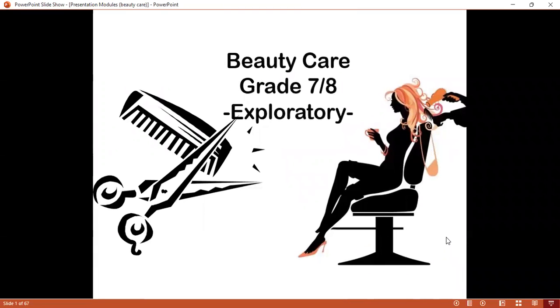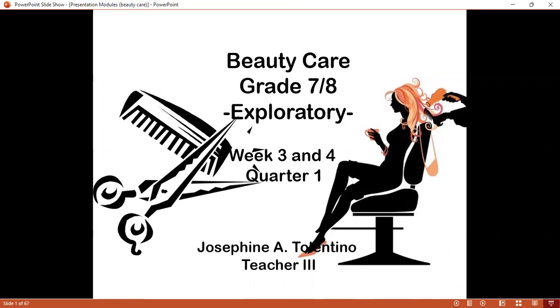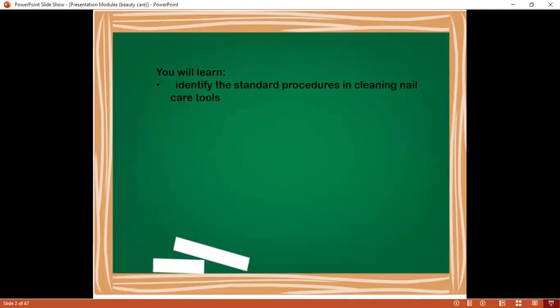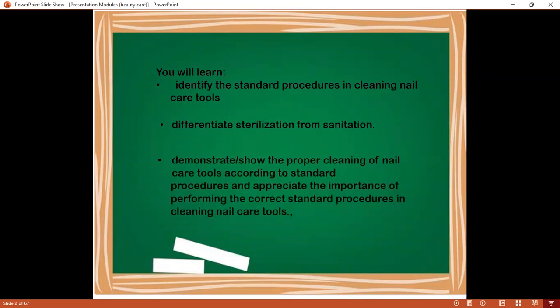Beauty Care Grade 7 and 8, Exploratory, Week 3 and 4, Quarter 1. Josephine A. Tolentino. You will learn to identify the standard procedures in cleaning nail care tools, differentiate sterilization from sanitation, demonstrate the proper cleaning of nail care tools according to standard procedures, and appreciate the importance of performing the correct standard procedures in cleaning nail care tools.